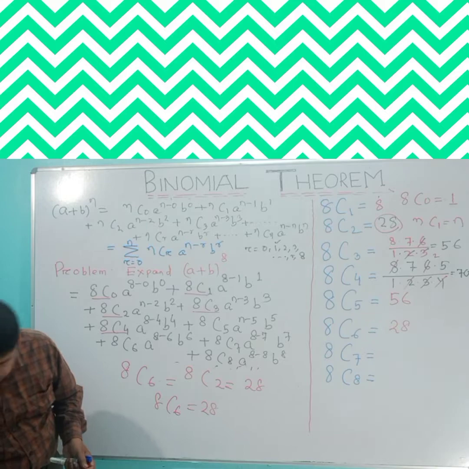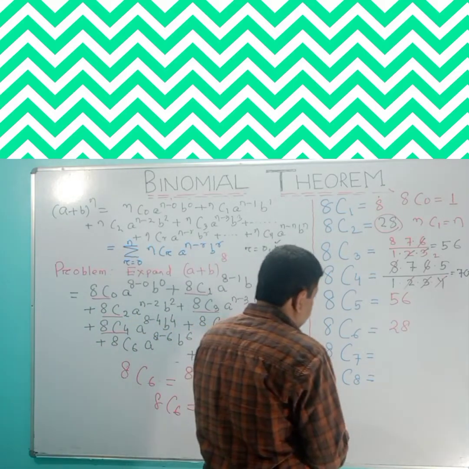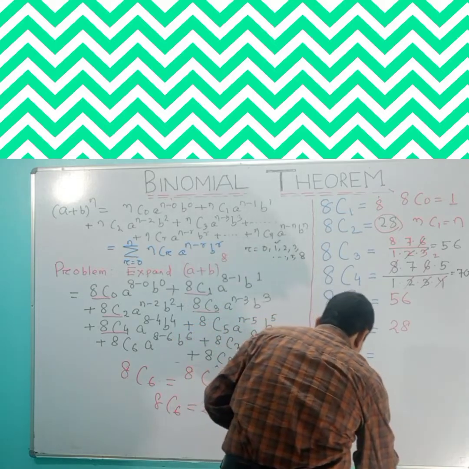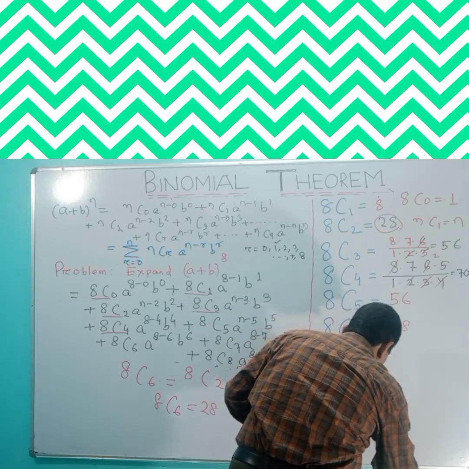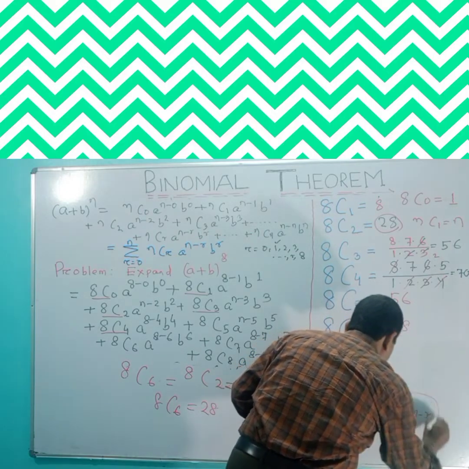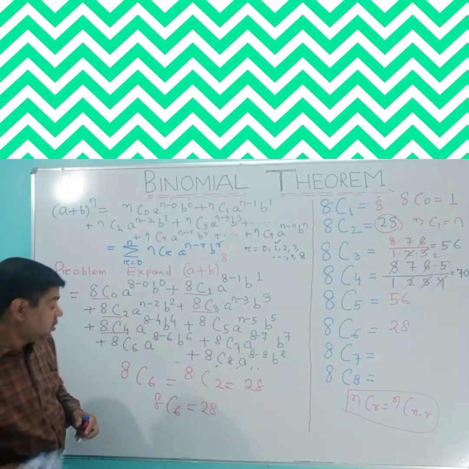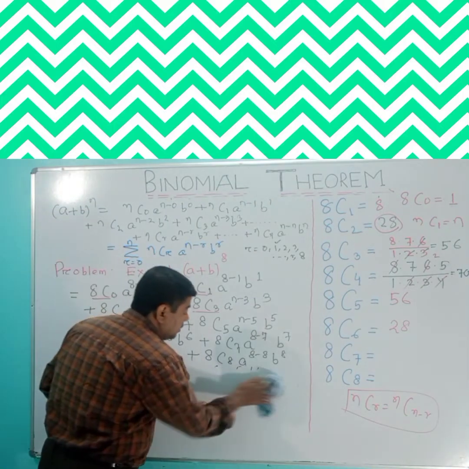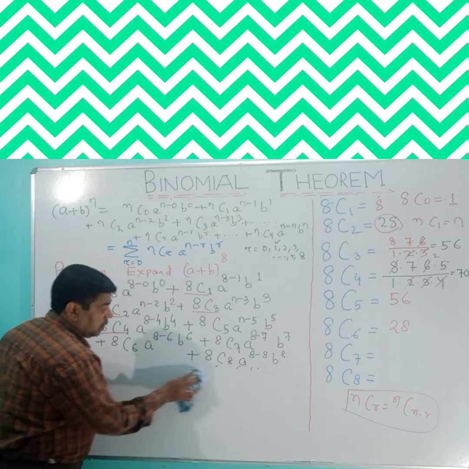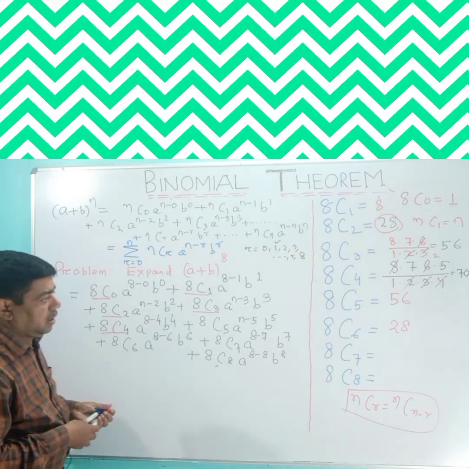Which formula are you applying here? nCr is equal to nC(n minus r). You can apply this formula here. Note it down. Okay, next point, write 8C7.